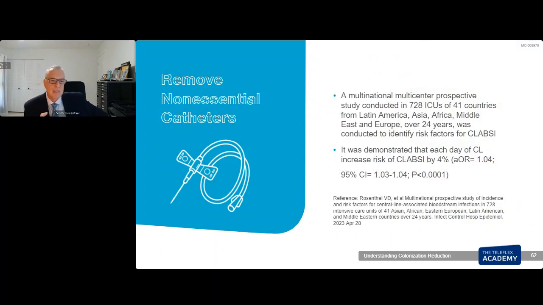Also essential practice and part of the IHI bundle, part of the INS, part of the Pronovos study, we need to remove catheters when they are not necessary. That's why we need to check every day the indication of the catheter, every day.